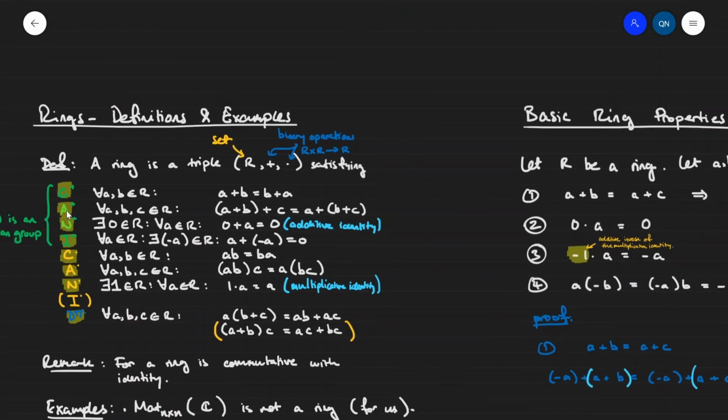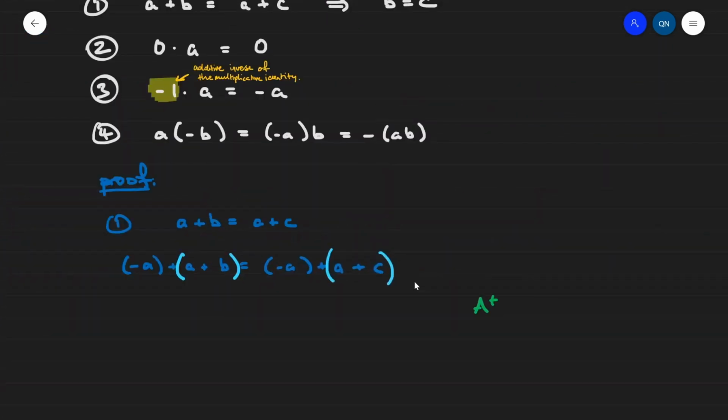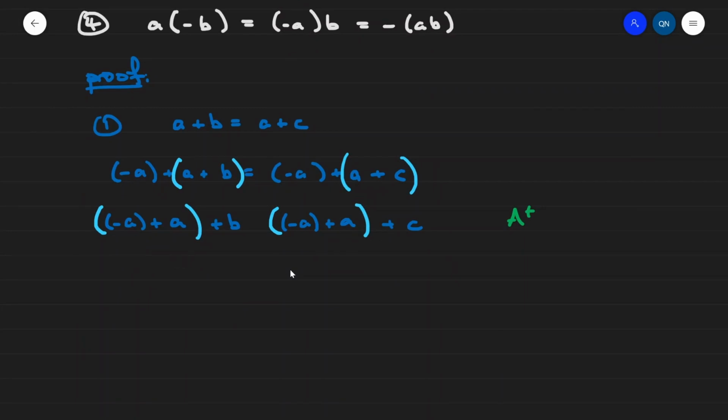It was this A plus axiom, which says you can rearrange the brackets. So by this axiom, we can change the pairing. We can do the negative A and A first, and then we can add B, and the same on the right hand side. Okay, but now, notice that we have an element and we're adding it with its additive inverse.